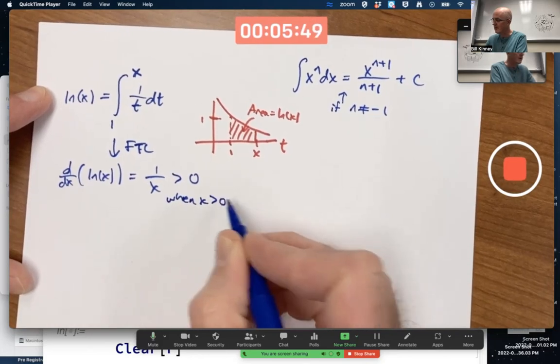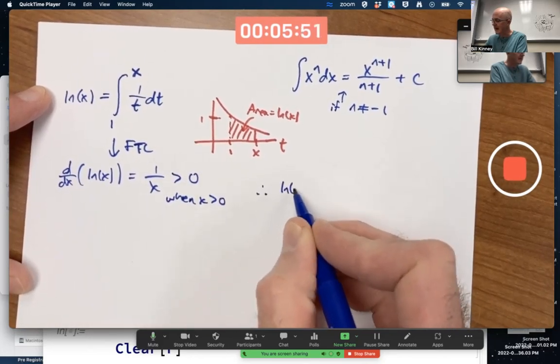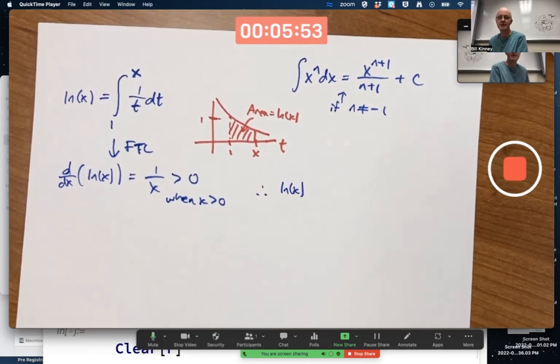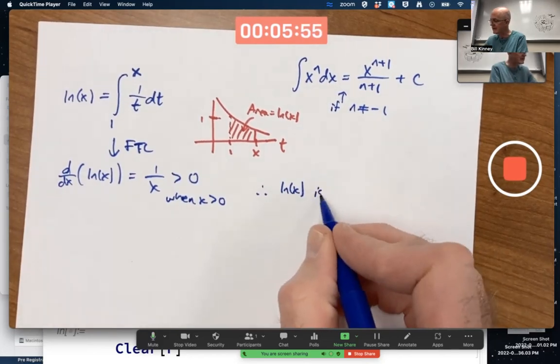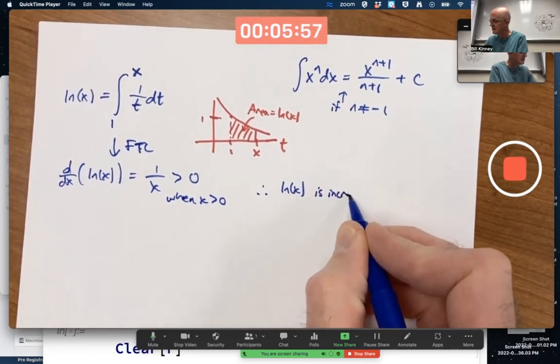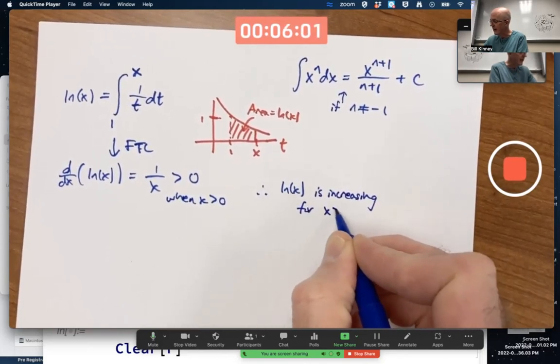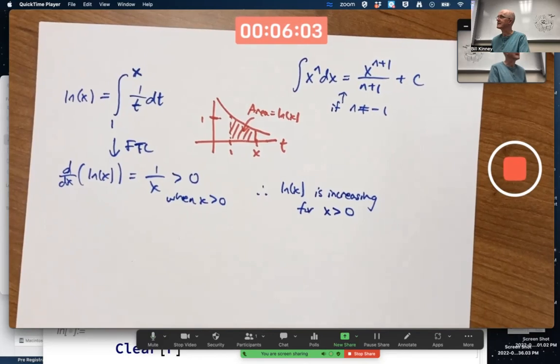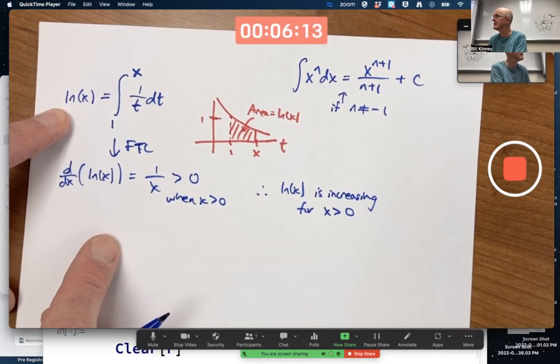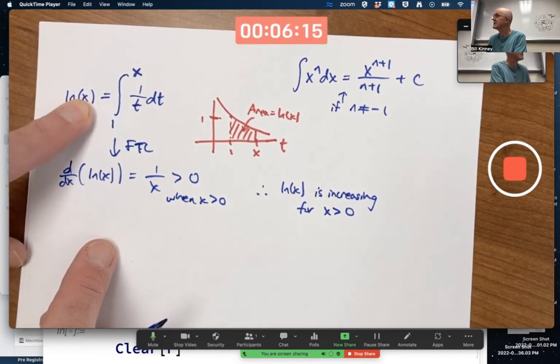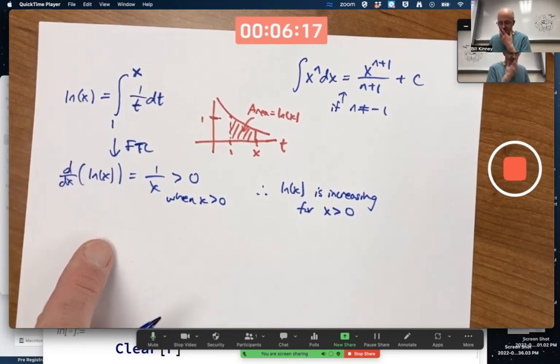And therefore, ln of x, this function that we're pretending we're defining for the very first time, is increasing, strictly so, for x positive. It's got a graph that's going up. Don't want to dwell on this a whole lot. Our main goal is to get to numerical integration, and we will be approximating the natural log function as an integral using numerical integration techniques today.